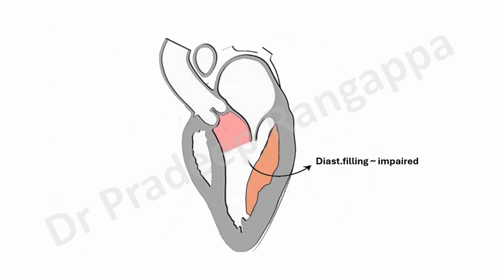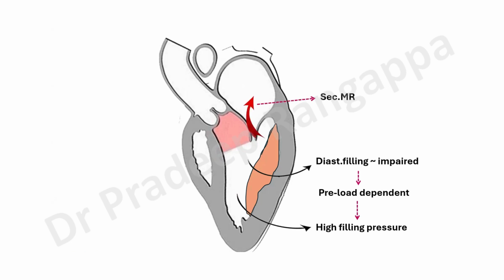And again, schematically, this brown area is the LV hypertrophy. Because the LV is hypertrophied, there's not much space for filling to happen. Diastolic filling is impaired. There's an increase in the diastolic pressure, and the LV becomes very preload dependent, and it needs a high filling pressure. Because there is diastolic dysfunction, there is a high filling pressure, and this can lead to secondary mitral regurgitation because there's not enough space to accommodate the blood. Secondary MR sets in severe aortic stenosis.